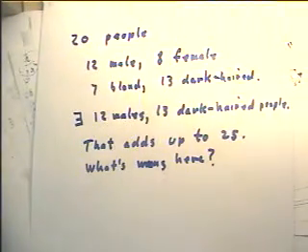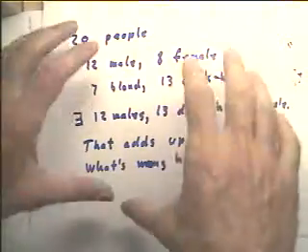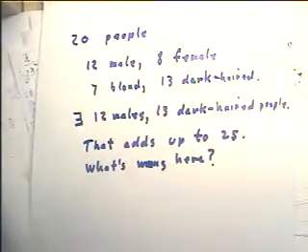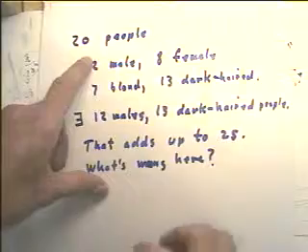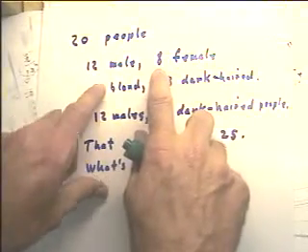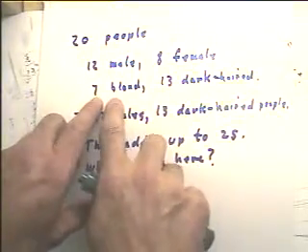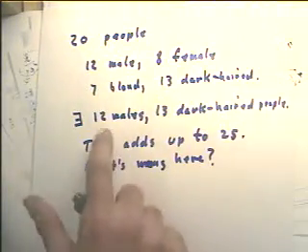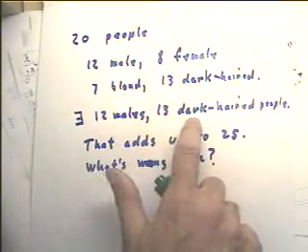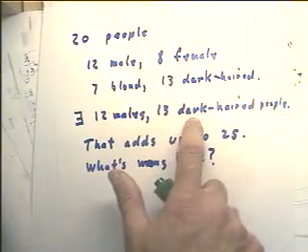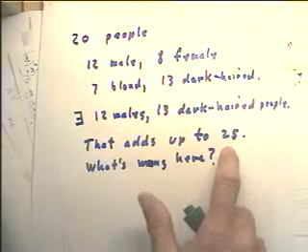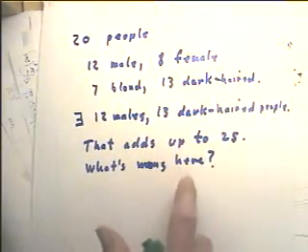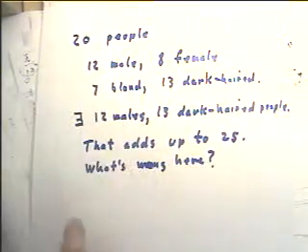There's one more very basic counting principle, and we illustrate it with this example. Let's say that we have 20 people in a room, 12 male and 8 female, and 7 of the people are blonde and 13 of the people are dark-haired. Now, that gives us 12 males and 13 dark-haired people. But 12 and 13 add up to 25. And we only have 20 people.